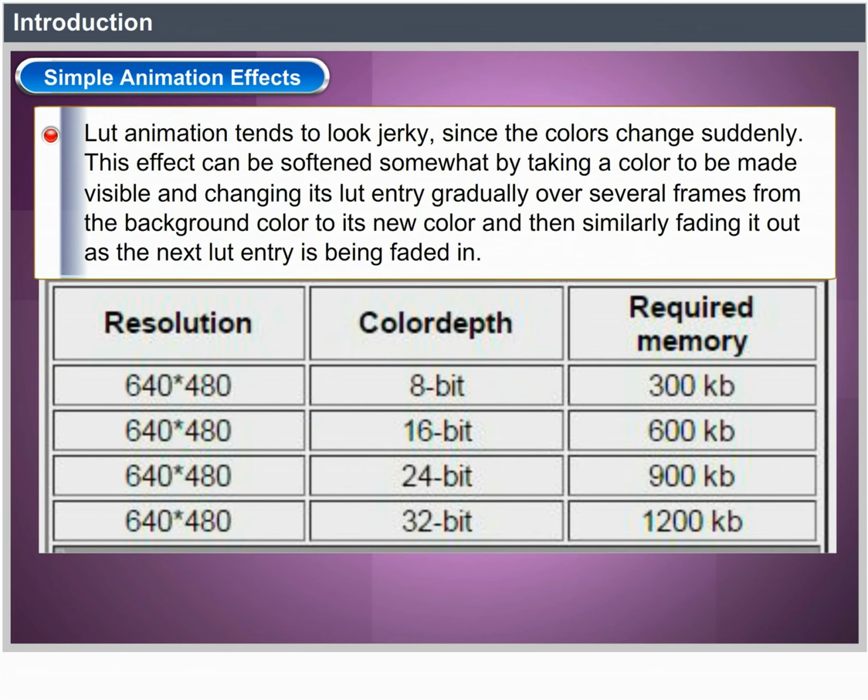LUT animation tends to look jerky, since the colors change suddenly. This effect can be softened somewhat by taking a color to be made visible and changing its LUT entry gradually over several frames from the background color to its new color, and then similarly fading it out as the next LUT entry is being faded in.